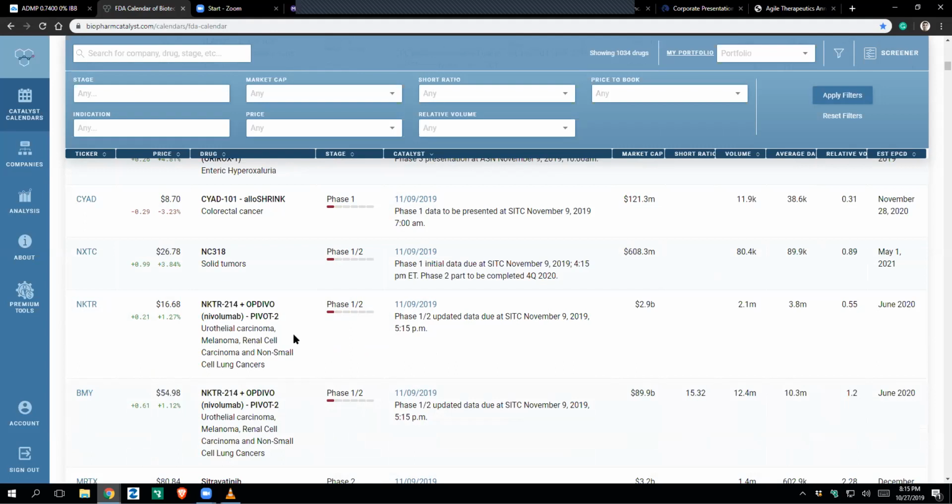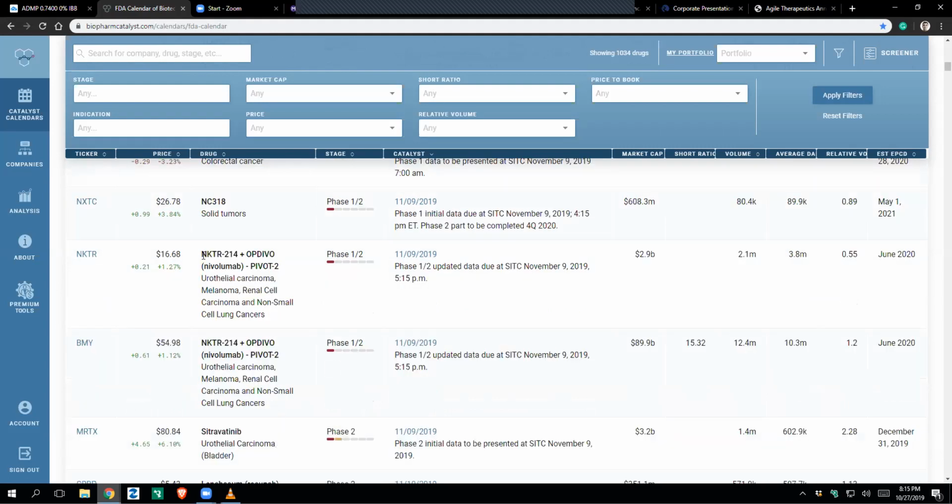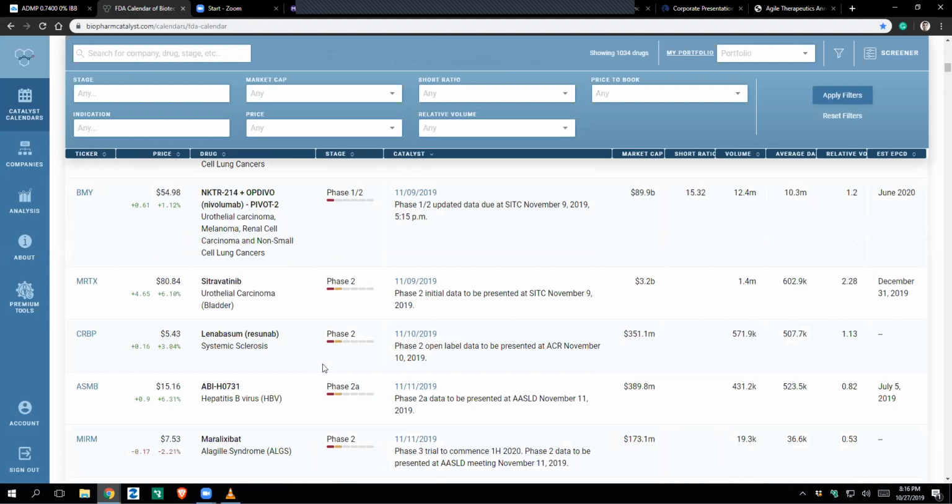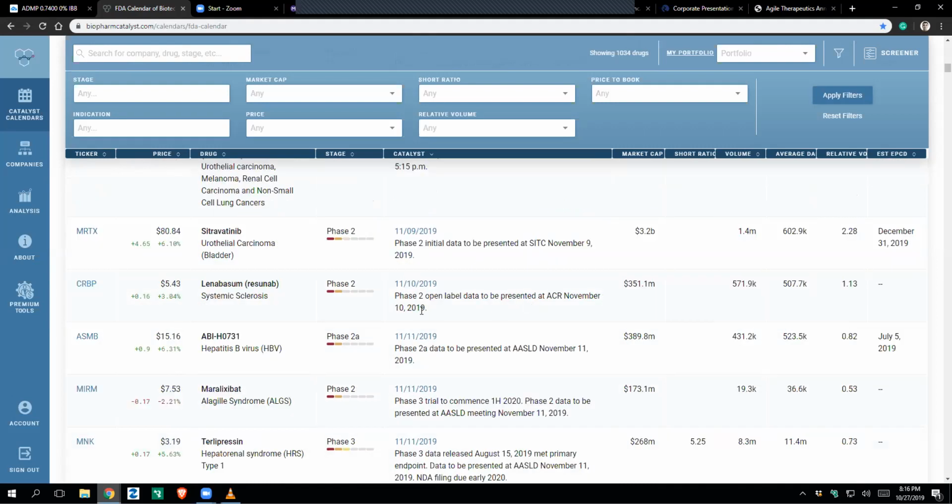Nektar, I own already a small position, so I'm going to just look at this again. This is their combination, Nektar 214, showed good results in melanoma, now they're testing. Bristol Myers out-licensed it, and now they're testing it in these different cancers. They have phase 1/2 updated data at SITC. And Mirati has another. SITC looks like a lot of data. That's going to be interesting.